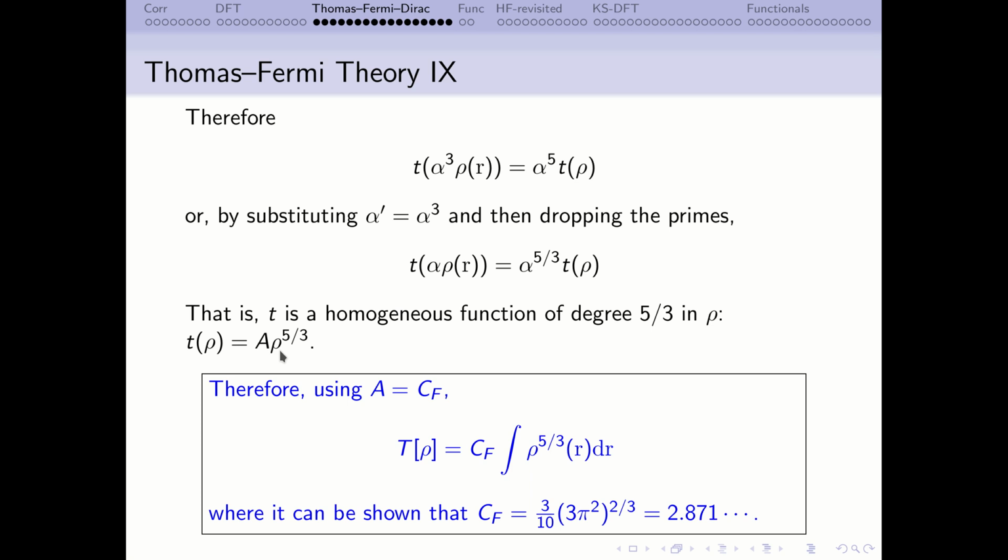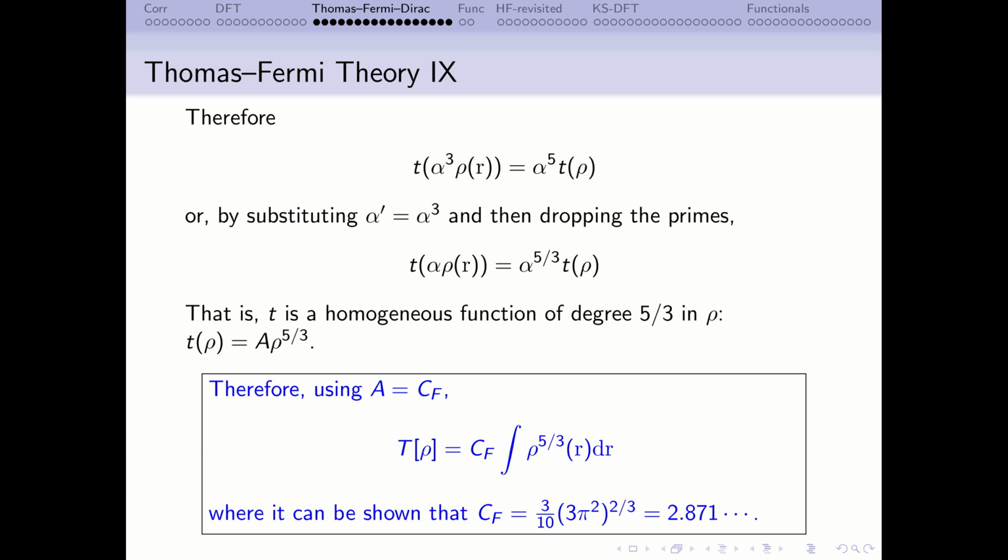Now it can be shown from the uniform electron gas that this constant a, which is generally written as C_F, is given by 3/10 times (3 pi squared) to the 2/3 in 3 dimensions, or approximately 2.871. So we know what our kinetic energy functional is in this approximation. It's this constant times the integral of rho to the 5/3 integrated over all space. That's it.